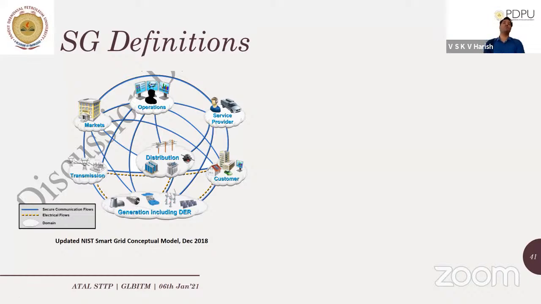How do we now say that this would participate in the smart grid scenario? See, several definitions of smart grid exist, and several organizations are working on these definitions of smart grid as well.